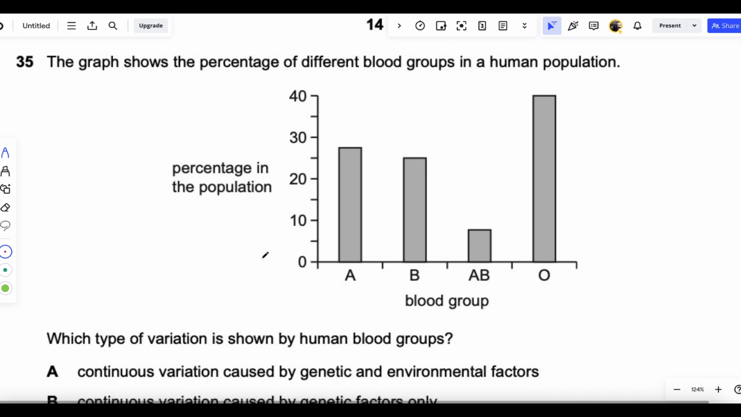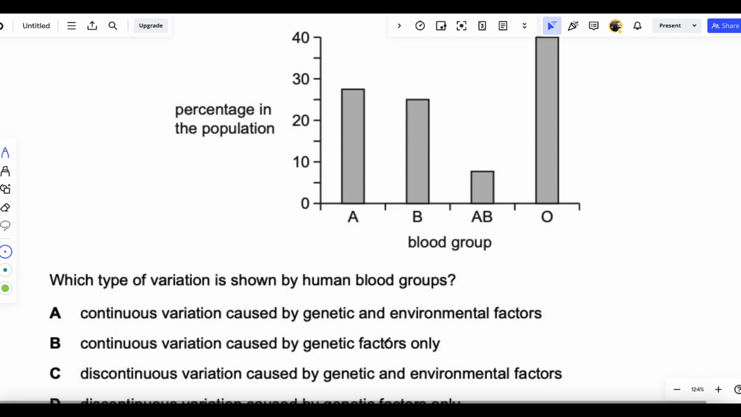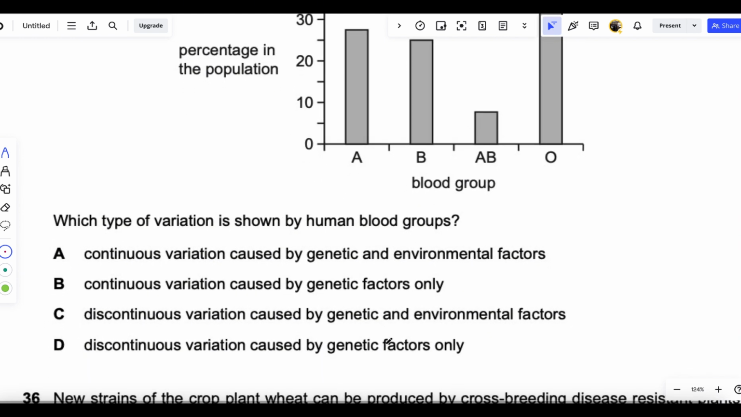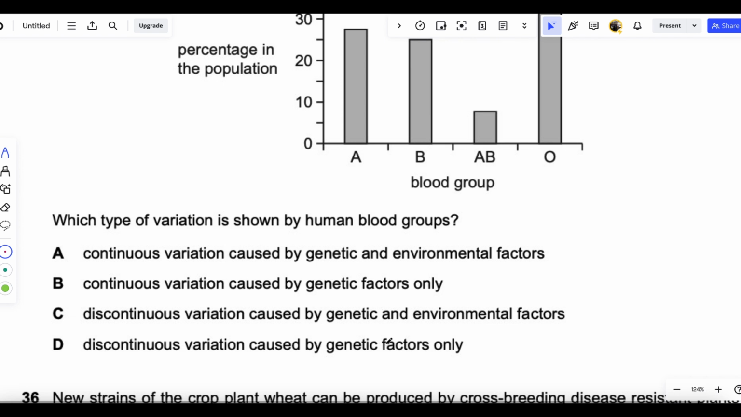The graph shows the percentage of different blood groups in a human population. Here we have the percentage in the population, and group A, group B, group AB, and group O. Now which type of variation is shown by the human blood group? It is discontinuous variation.